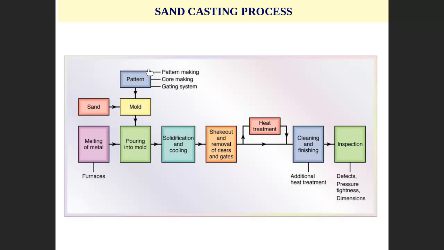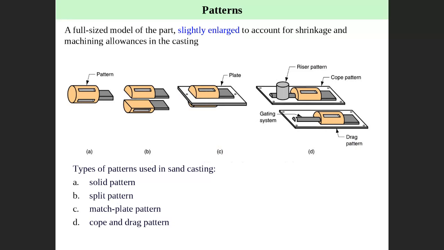This flowchart describes what happens. You create a pattern, and then you need to create the mold. You put sand and pattern to create the mold, and then you get liquid metal. You bring the mold and you pour liquid metal, and then solidification, and so on until you get inspection and check the part. Probably you do heat treatment after the casting process. So this is the process from the beginning to the end to do casting in metal.